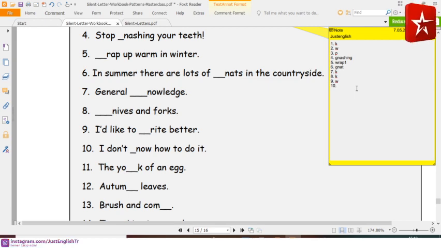Okay, let's continue with number 10. I don't know how to do it. Okay, number 10, it is K. Yes, K-N-O-W. Number 10 is know. I don't know how to do it. I don't know where to go. I don't know what to do. Yes. Hülya says yakışıklı. What does yakışıklı mean? I couldn't understand.